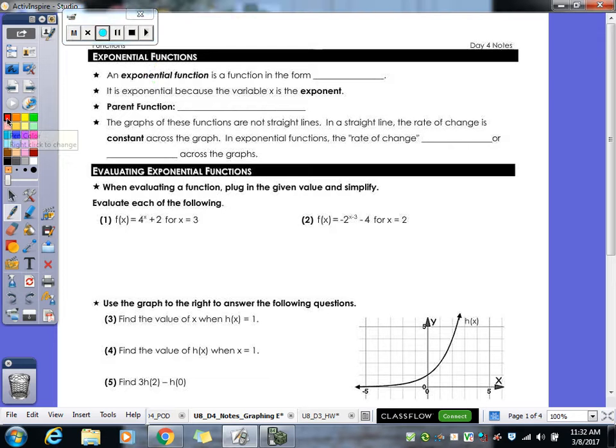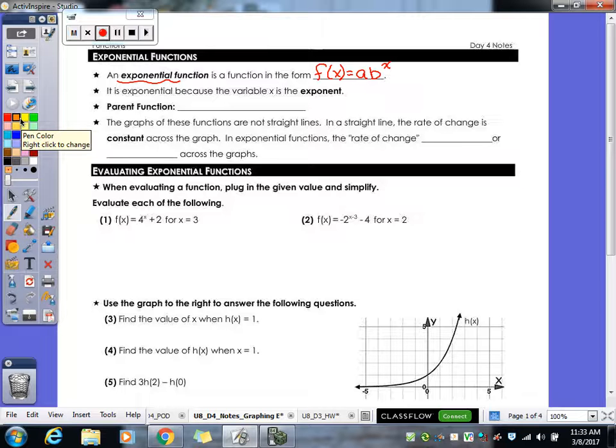So for our notes today, we are working on our fourth kind of function that you need to know, which is our exponential function. Our exponential function has the form f of x equals a times b to the x power. That's how you know it's exponential: if you look at where the x is, it's in the exponent spot. It's exponential because the variable's in the exponent.